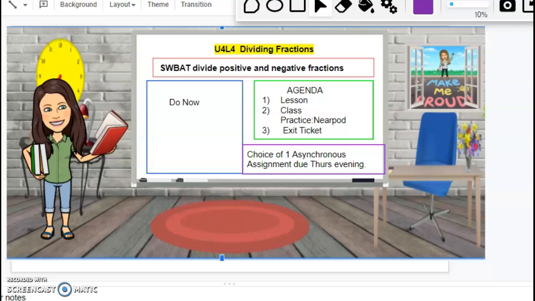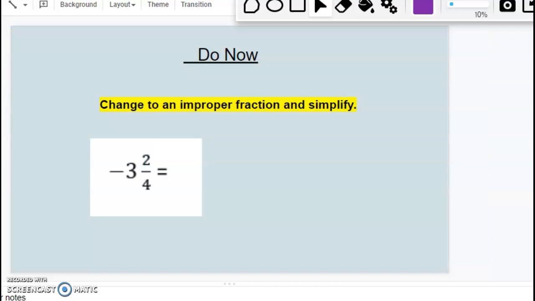Okay, so first I want to go over the do now because you're going to need this for some of the future examples. Just a reminder, if we have a mixed number, before we can work with it, we need to change it to an improper fraction. You take the whole number and multiply it by the denominator. So negative 3 times 4 will give you negative 12. And then you add the numerator.